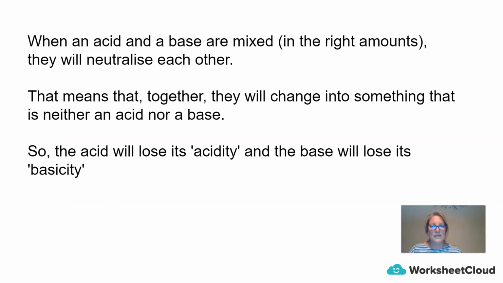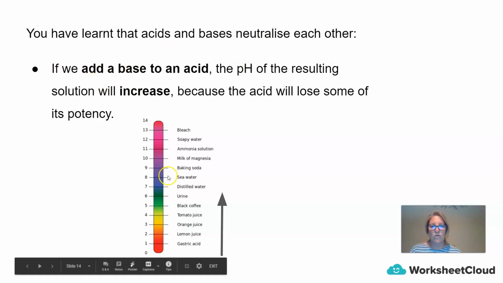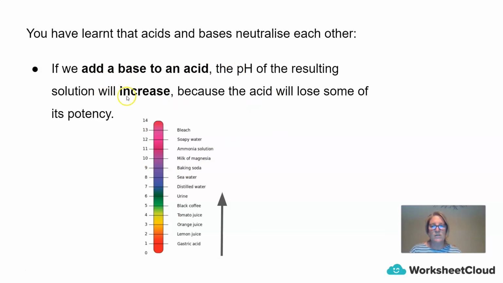When an acid and a base are mixed in the right amounts, they will neutralize each other. That means that together they will change into something that is neither an acid nor a base. So the acid will lose its acidity and the base will lose its basicity. So we have learned that acids and bases neutralize each other. So if we add a base to an acid, the pH of the resulting solution will increase because the acid will lose some of its potency. It does not mean that the resulting solution is always necessarily neutral or pH 7.